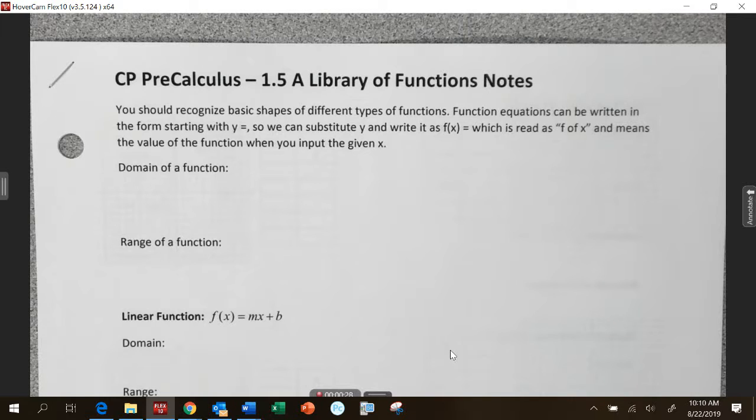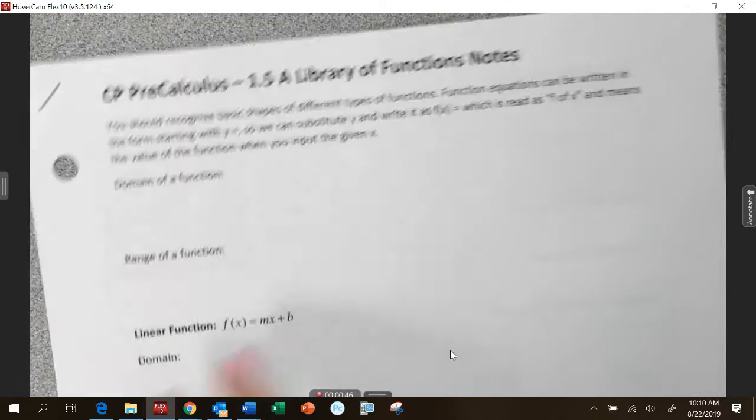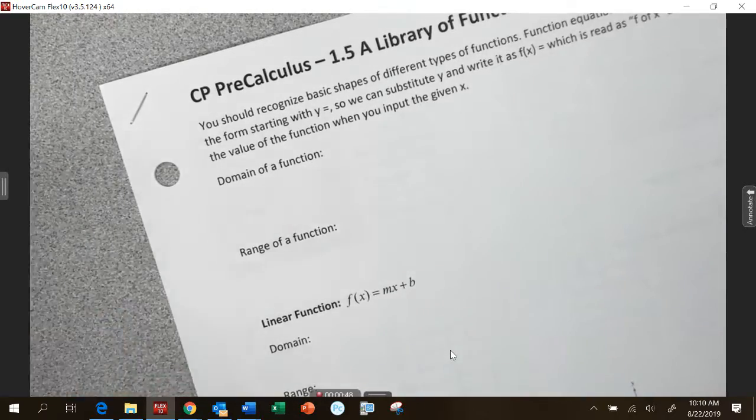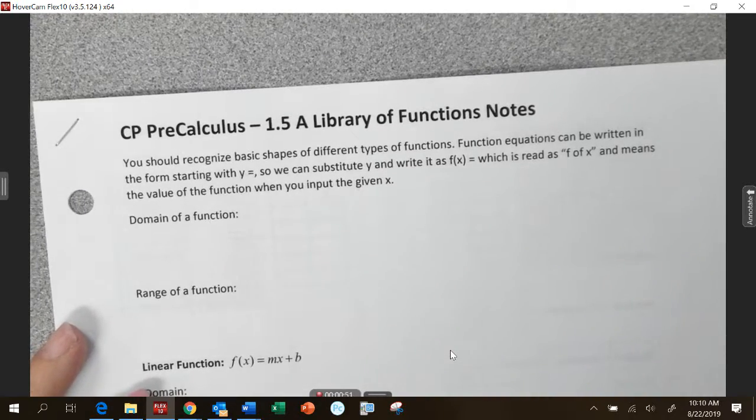I think I heard somebody say something. A parabola, that's not a shape. That's the name of it, but you are correct, it is a parabola. What shape? Like a U shape, right. Or what about an absolute value? A V shape? Yeah. So you should know these things a little bit already.